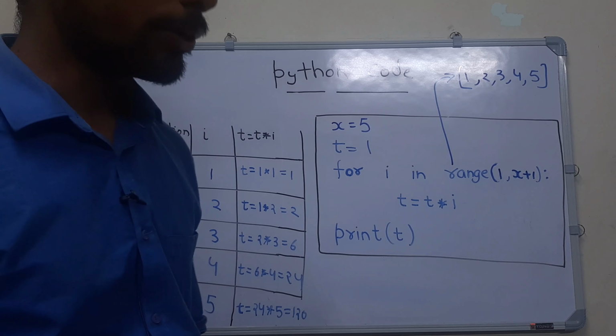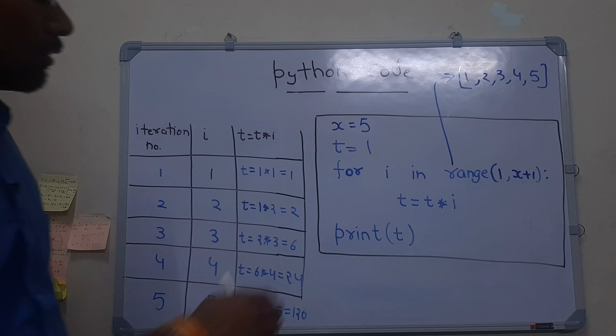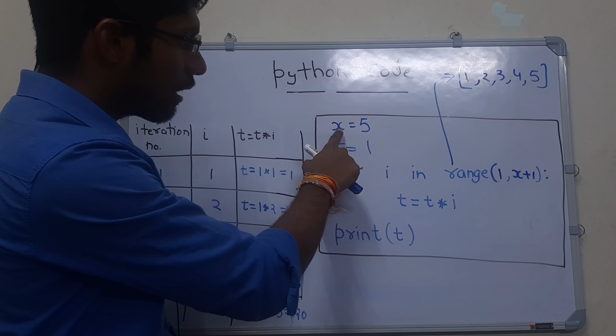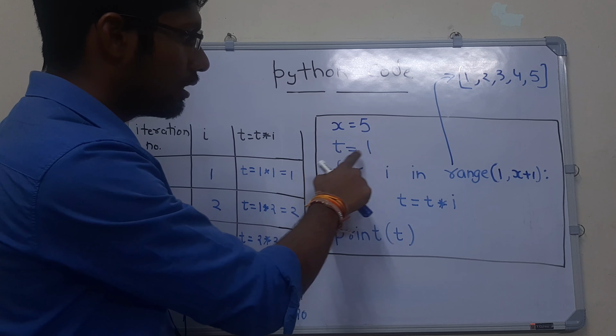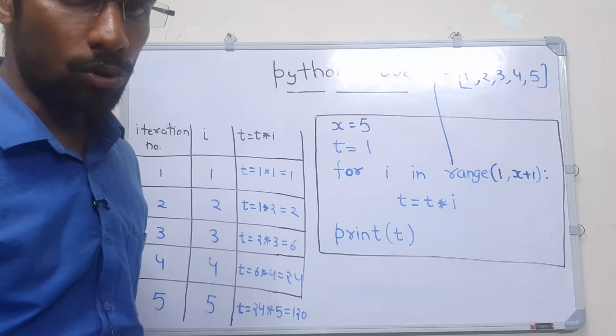In this video, I am going to discuss the output of this Python code. Initially we can see the variable x is defined with value 5 and t is defined with value 1, and this is a statement of a for loop.